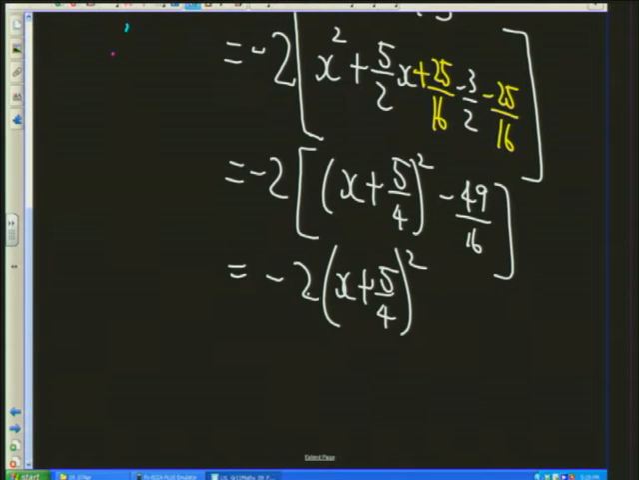And then I'm going to multiply minus 2 into that first bracket there, and I'm going to multiply minus 2 by that value over here. So I'm going to get a plus. No, let's not do that. There we go. So that would be a plus 49 over 8. Now, look for that P and Q, grade 11s.